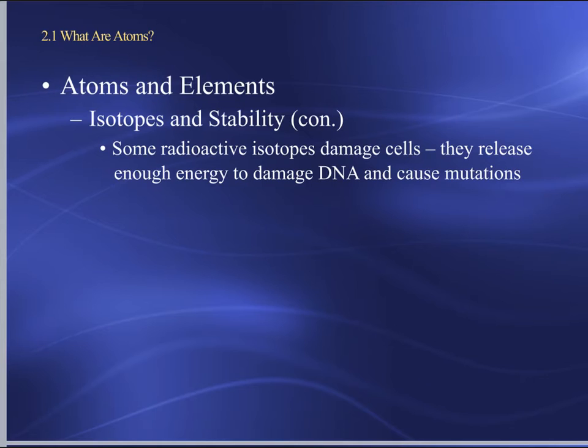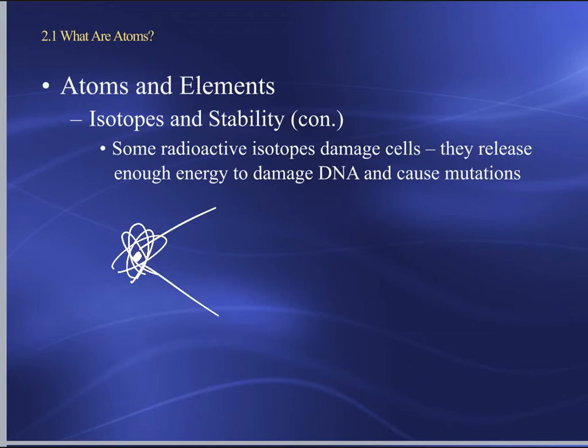And just so you are aware, some radioactive isotopes damage cells. Basically what happens is these protons, or if you've got an atom here, draw one in, okay, that's radioactive, you've got electrons flying around it, right, okay, going around in a circle.